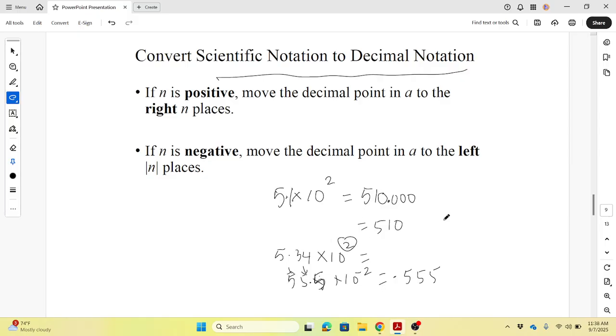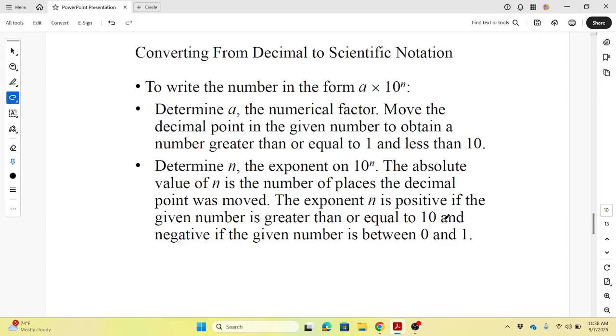This is the rule for converting scientific notation to the decimal notation. And now if you want to convert the decimal to the scientific, then our goal is to write down the number in this form. So first of all, we need to determine a, the numerical factor. Move the decimal point in the given number to obtain a number greater than or equal to 1 and less than 10. So that is how we can change decimal to the scientific notation.